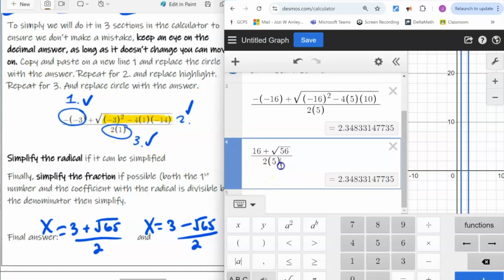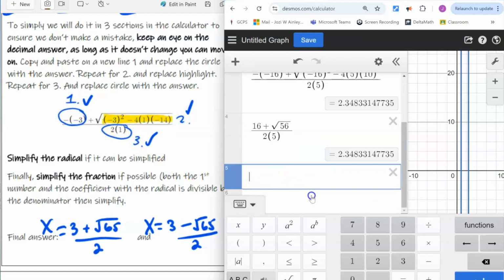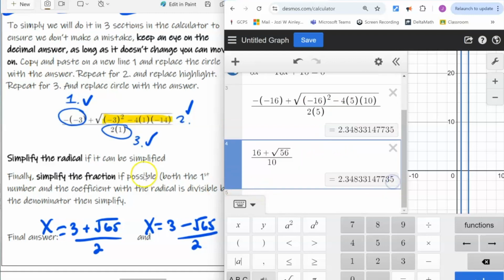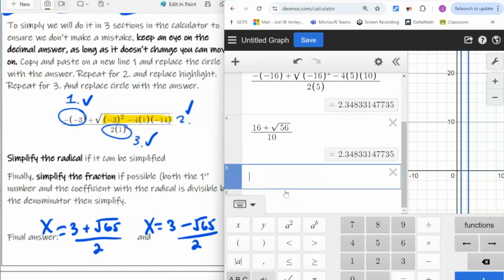Step 3, the bottom piece. So we're going to take this on the bottom, put it in the calculator, and replace that with what it gives me, which is 10. Did my decimal stay the same? Yes, it did. All right, so after that, we're just going to simplify the radical if it can be simplified. So here's the radical. The radical is radical 56.